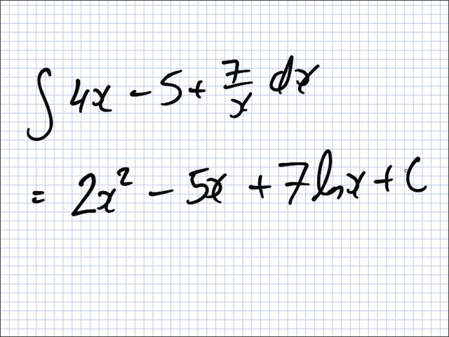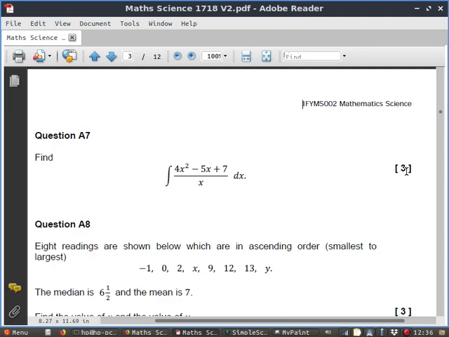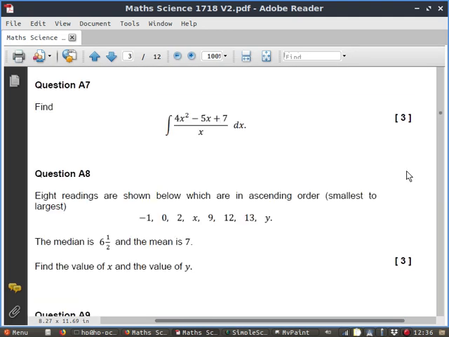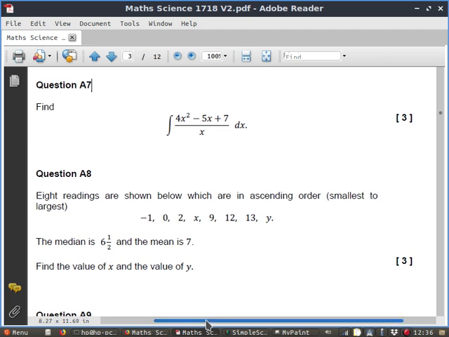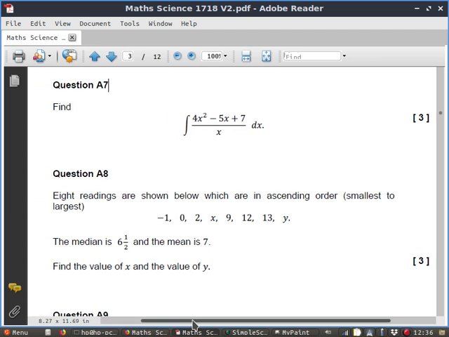So, let's see. Now the next one. You have 8 numbers and you're told the median and the mean. You have to figure out what x and y are. See if you can get this. I recommend you start with the median.